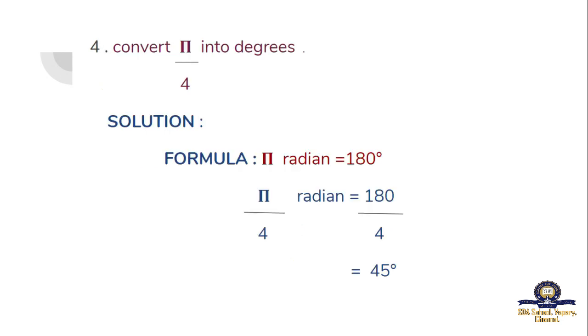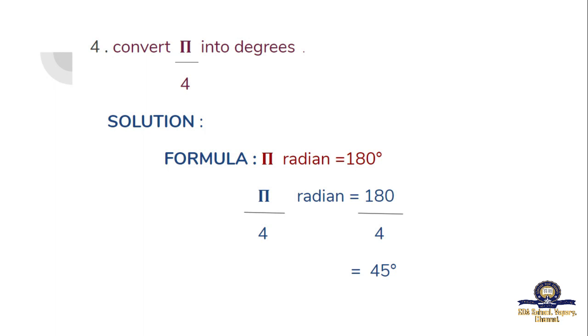Another problem is convert pi by 4 into degrees. Here they have given the formula for pi radian. The formula for pi radian is 180 degree. Now we want to find out the value for pi by 4 radian. So they have already given that pi radian is 180 degree. So we want to apply that value in the pi by 4 radian. So we will get 180 by 4. We will cancel that. We will get 45 degree as the answer.